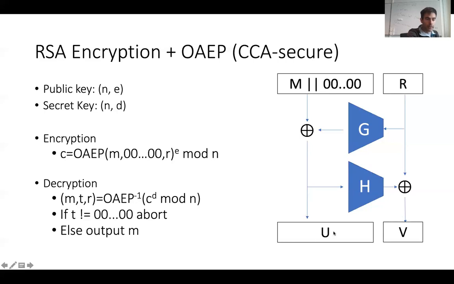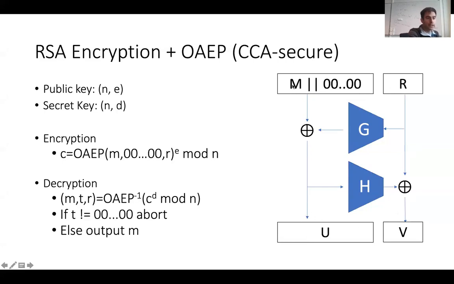So you have to think about going back, right? So you have U, you have to go back. How do you get this? Or to get this, you need to get this value. So how do you get this? Or to get this, you need to get this. So think about it. So this is a structure which is invertible and produces from M, a bunch of zeros and R, some U and V.